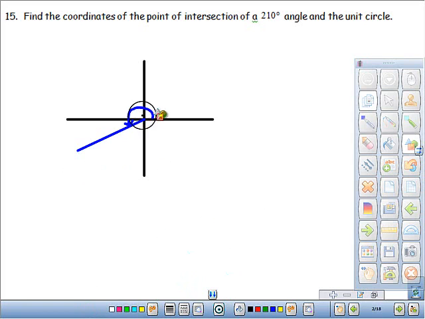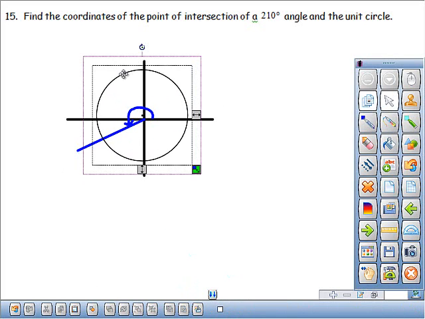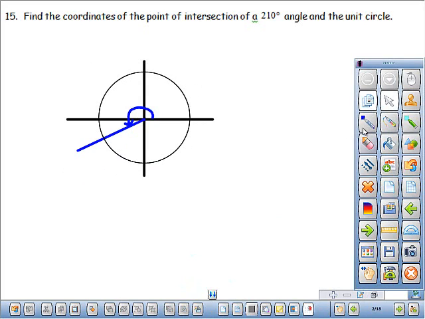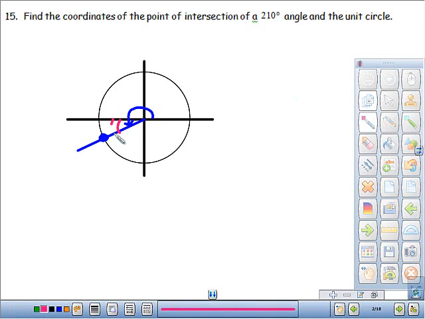If this is the unit circle, it's not quite centered. There we go. What is this point on the unit circle? So if that radius is 1, you need to know your reference angle. If this is 210 degrees, like I said, that's going to be 30 degrees past 180. So you have a 30-degree reference angle.